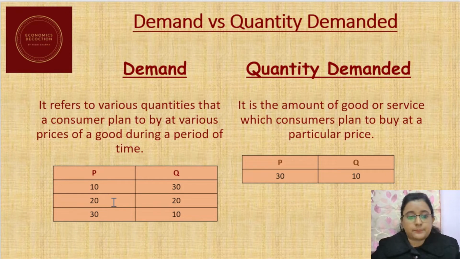So we can see that when the price is 10, the quantity demanded is 30. When the price is 20, quantity demanded is 20. And when the price is 30, the quantity demanded is 10. So this shows basically the various quantities that a consumer plans to buy at various prices during a particular period of time. While quantity demanded is the amount of a good or service which a consumer plans to buy at a particular price. Say when the price is 30, the quantity demanded is 10. So this is a one-to-one kind of relationship, that whatever is the price, what is the quantity demanded at a particular price. This is basically the idea of quantity demanded.